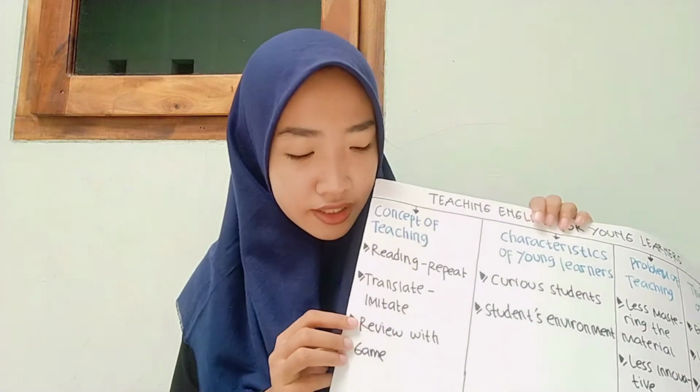Okay, after the second point, let's move to the last point, that is review with game. After we teach them how to read, how to translate, and how to imitate, we should review the points that we have taught them. And how to review it? Because we teach in elementary school, we can review with a game. I mean a small game like concentration, where the student who loses is out. We ask them to review what we studied before, or to answer questions from us that relate to what we studied before, like that.